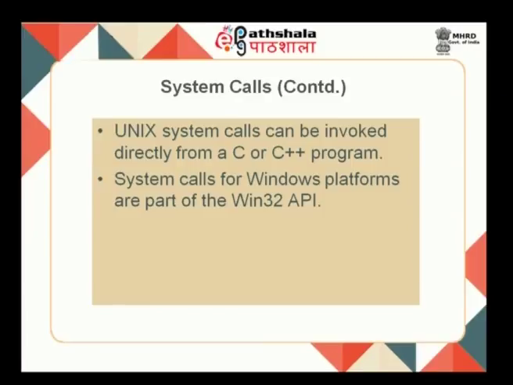In the Unix operating system, the system calls can be invoked directly from a C or C++ program. In certain other operating systems, they can be library functions which in turn call the system call, or in the case of Windows platforms, they are part of the Win32 API.